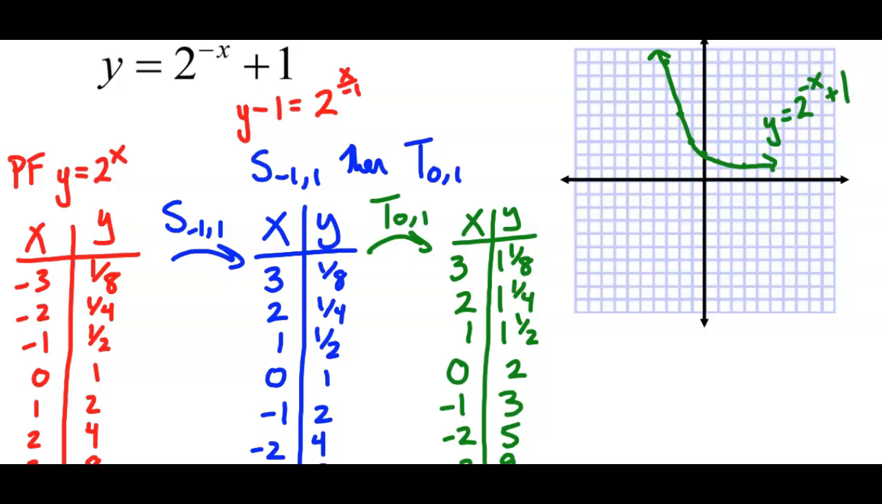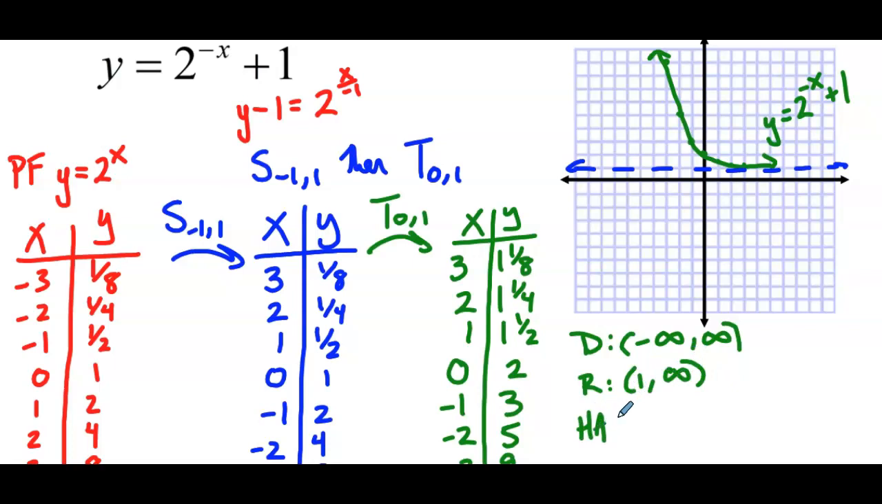Now notice, we had a vertical translation, right? So that horizontal asymptote moved up with it. Right? So if I wanted to put it in so we could see it, we have that horizontal asymptote right across at y equals 1. So our domain is all reals, -infinity to infinity. Our range, well, everything moved up 1, so we're now going 1 to infinity. And the horizontal asymptote, as we sketched it in there, is y equals 1.